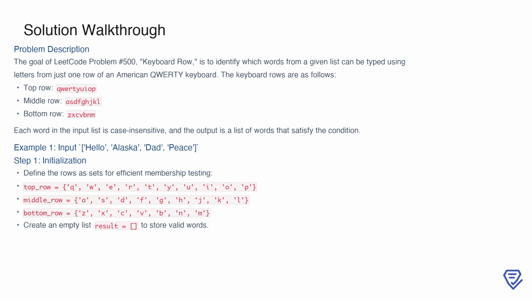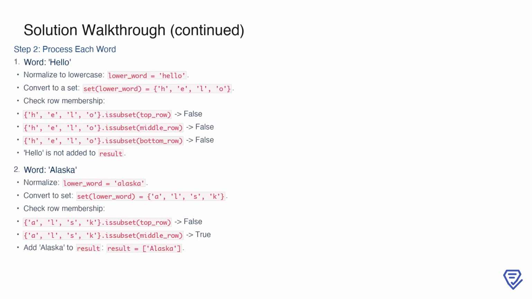For instance, if we take the input list of words, Hello, Alaska, Dad, Peace, the solution begins by defining these keyboard rows as sets for efficient membership testing. We initialize an empty list called result to store the words that meet the criteria. This sets up our solution for processing each word in the input list to check which row, if any, contains all its letters. We now begin processing the words in the input list one by one.